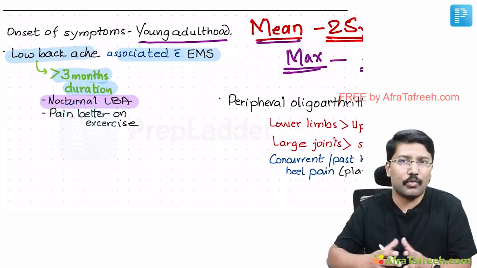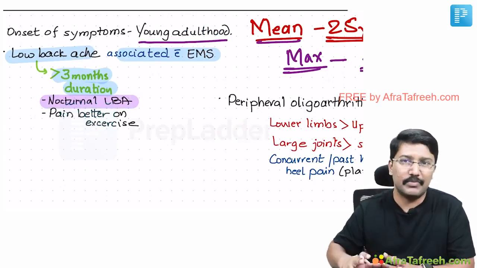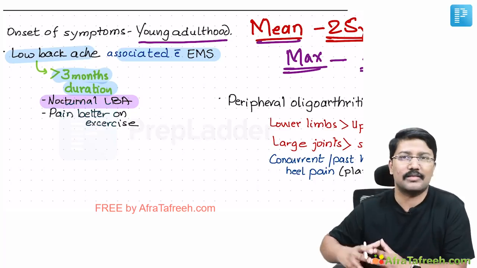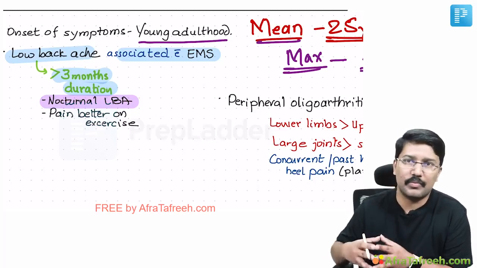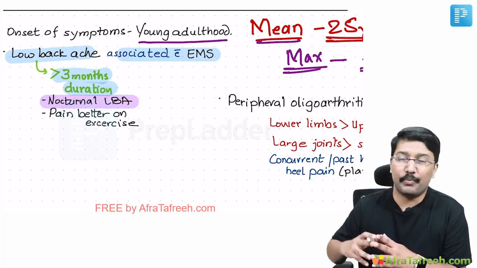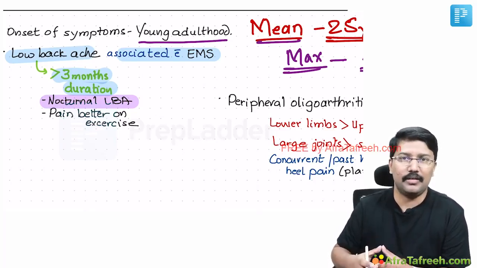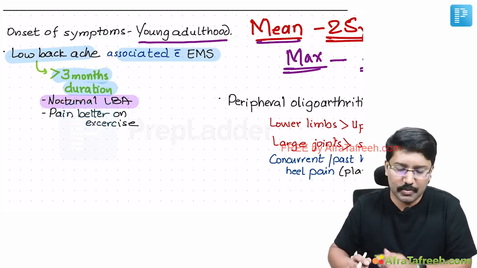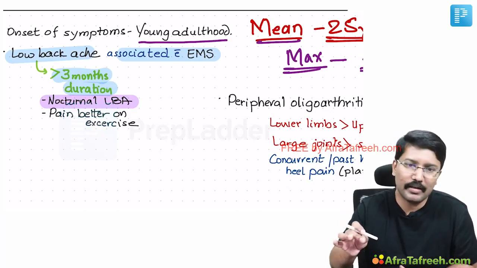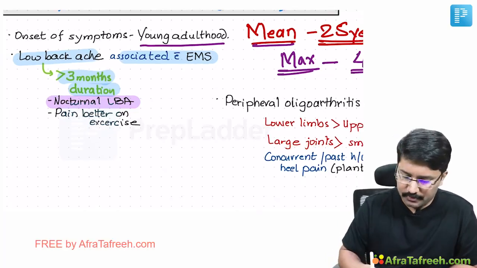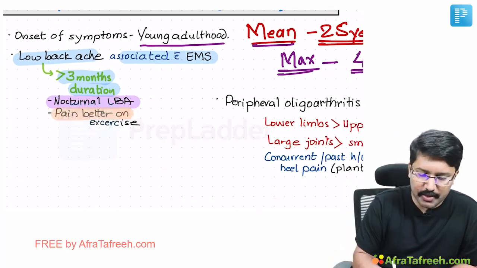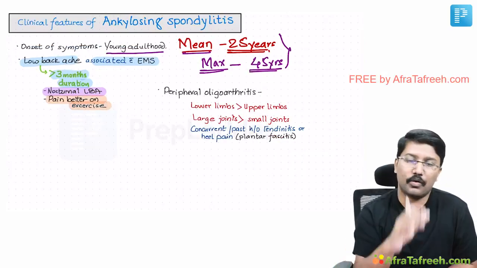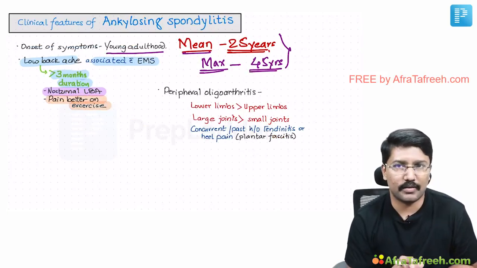Whenever we talk about nocturnal pain or nocturnal symptoms, basically it is a pointer towards an organic disease. It goes on to say that this is not something benign or functional. If pain is awakening somebody in the middle of the night, it probably has an organic and significant cause. So these patients do experience nocturnal low back pain. And we know that it is an inflammatory disorder, so pain may be better on exercise. So these are the clinical features of ankylosing spondylitis.